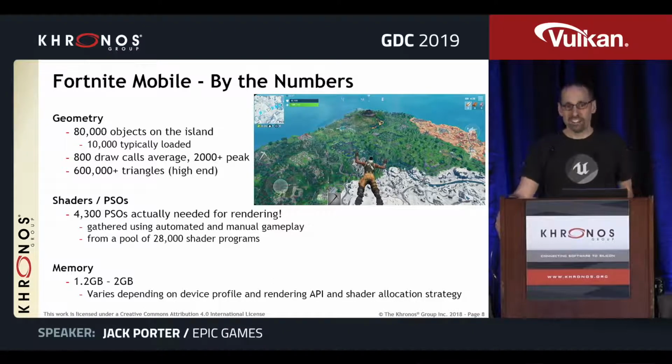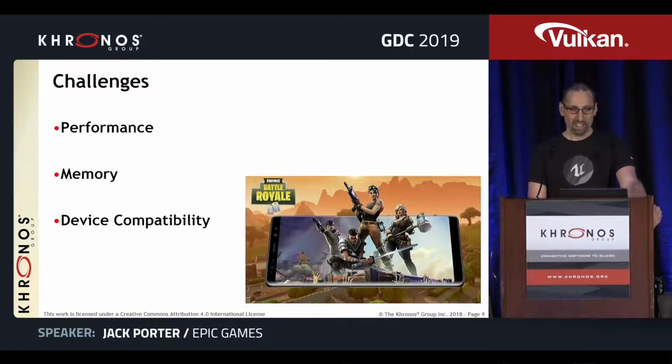One of the beauties of Unreal Engine is our artists can create many shaders using many materials, using whatever techniques the artists feel like they need. And the downside of this is that we have a huge number of shaders and PSOs. And I'll get into some details about that as well. Finally, memory is another big problem, and I'll talk about some of the areas we've had to work on that. So the main challenges are performance and memory, and then I'll talk about device compatibility, especially as it relates to Vulkan.